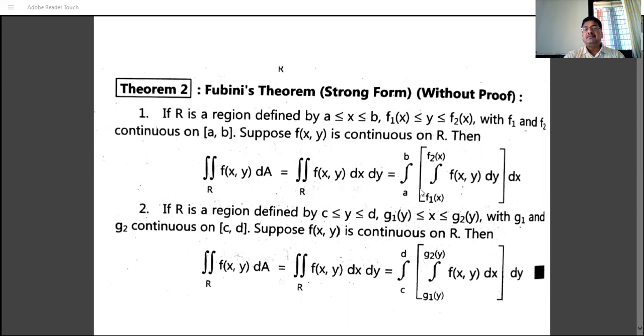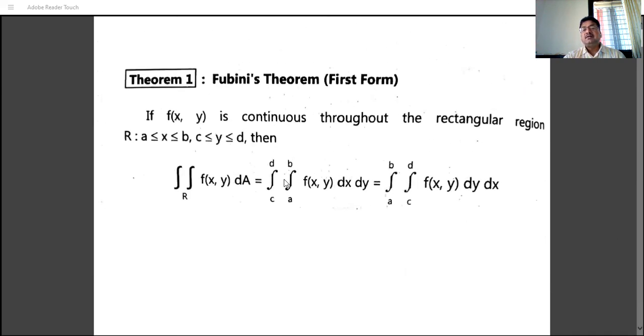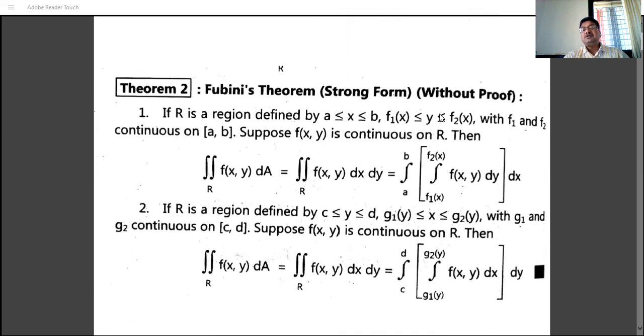So here, what is the order of integration? First with respect to y, and then with respect to x. We cannot integrate with respect to x first, because the limit of y is a function of x, not a constant. If the limits of both x and y are constants, then the order does not matter. That is, we can integrate with respect to x first or with respect to y first. But if the limit of y is variable and the limit of x is constant, then integrate with respect to y first, and then with respect to x.